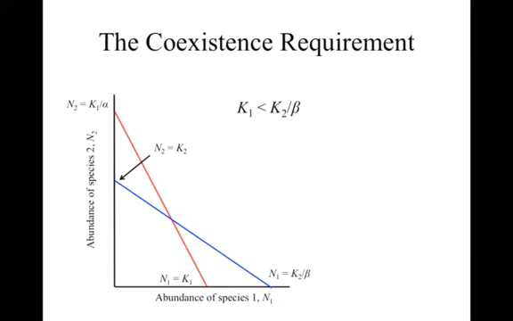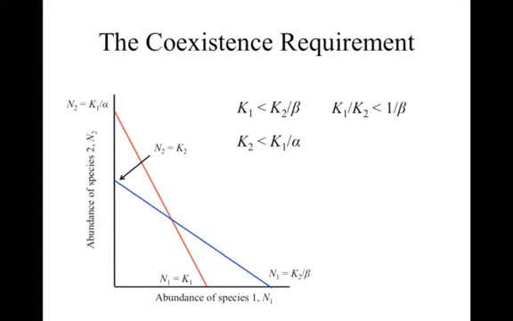Now let's look at the y-axis. For this one to work out, I need K2, where the blue line intersects the y-axis, to be less than K1 over alpha, which is where the red line intersects the y-axis. Again, say that again because it's hard to keep straight. If I want that blue line to be lower than the red line on the y-axis, I need K2 to be less than K1 over alpha. So those are my two criteria.